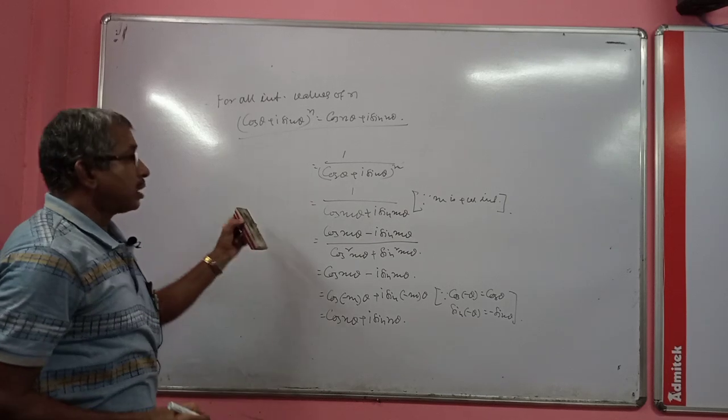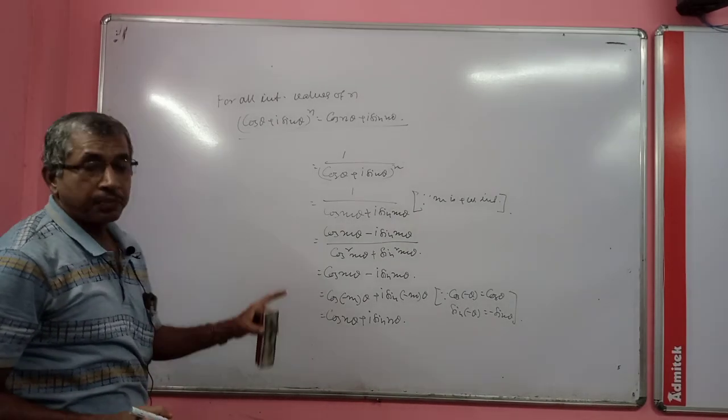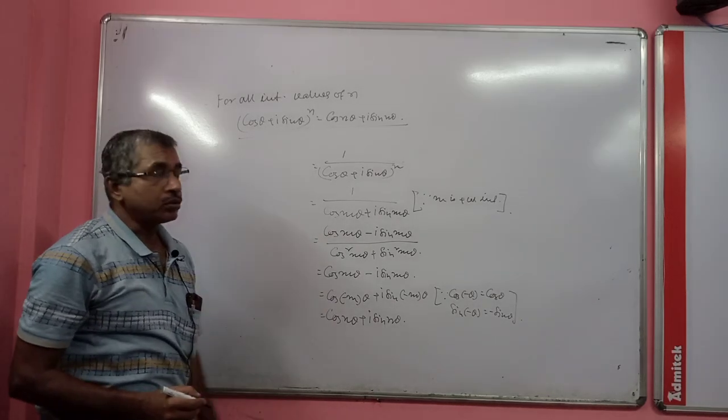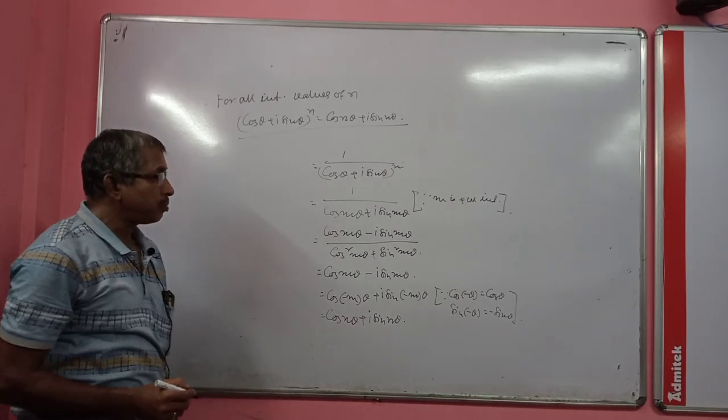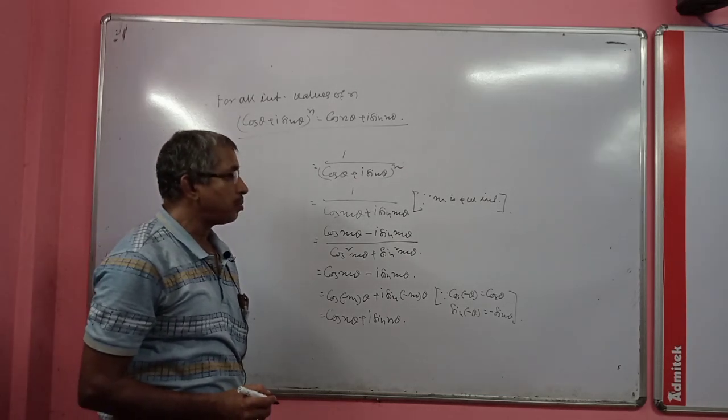Thank you. Next class, we prove the second part of this theorem, that is, for fractional values of n, one of the values of (cos theta plus i sin theta) to the power n will be equal to cos n theta plus i sin n theta.